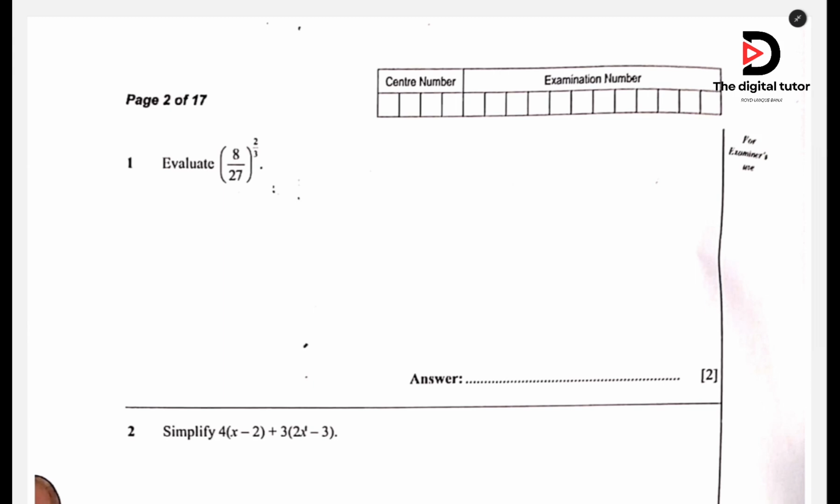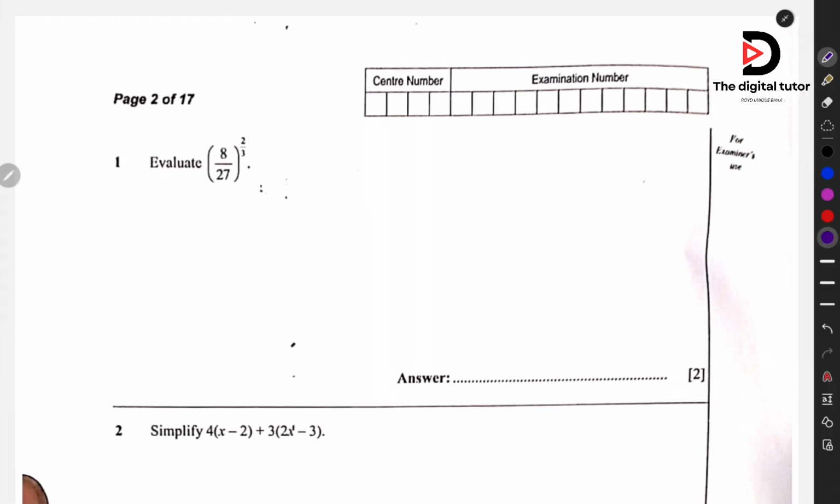So here is the first question that was in this paper. The question is evaluate. To answer this question, we need to find the cube root, as you can see there is a 3 down there, of 8 over 27, and of course to the power 2. So 2 is a power and 3 is a root. You simply write it like this: cube root of 8 over 27.